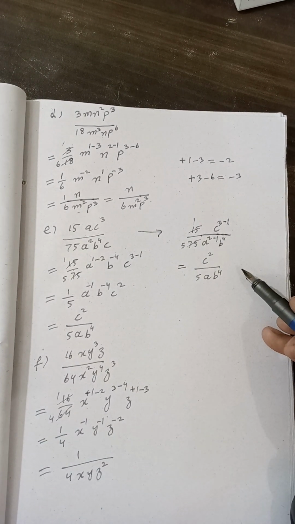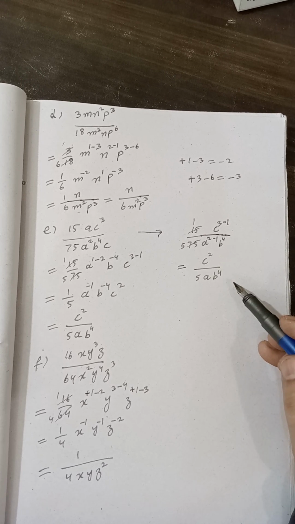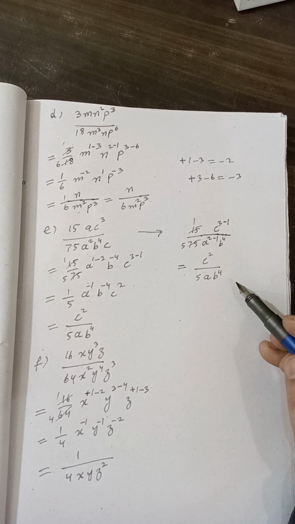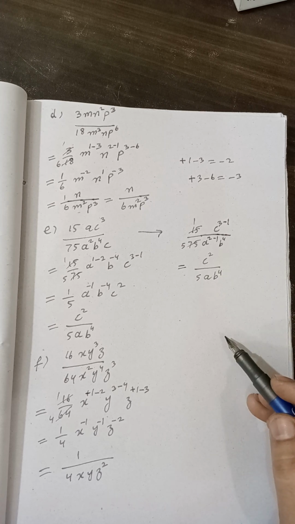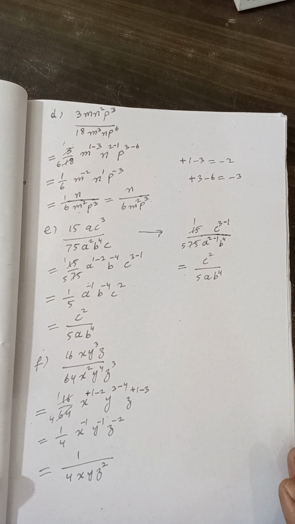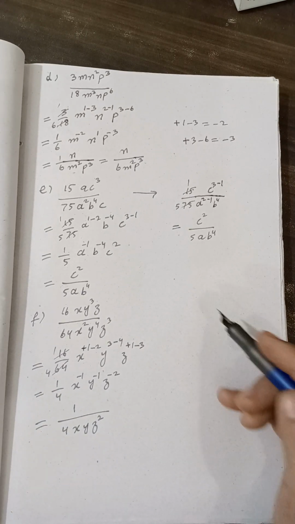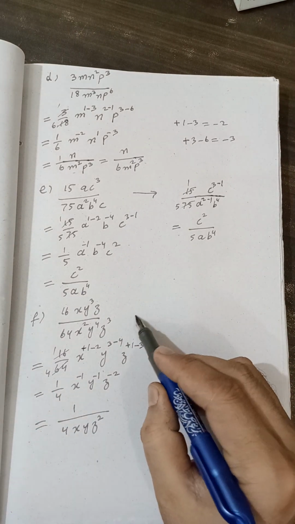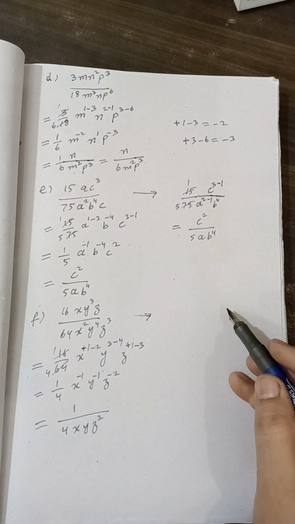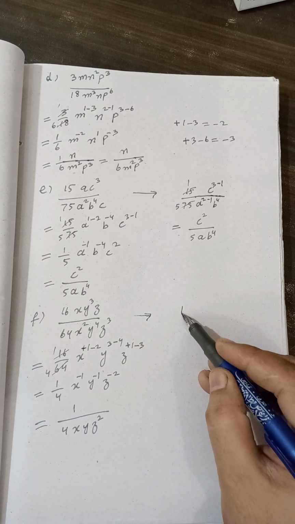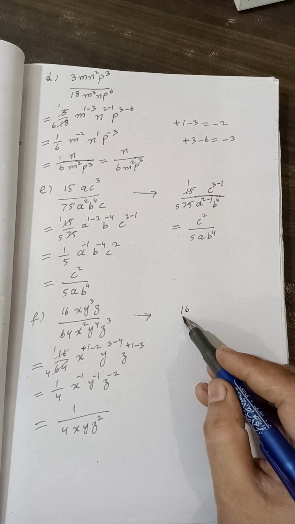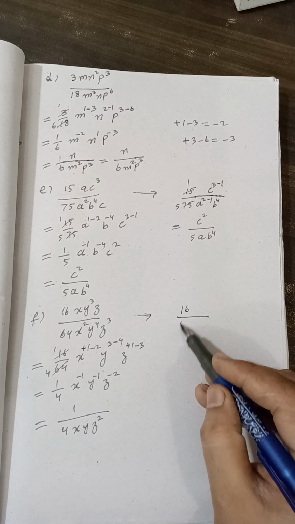So it needs fewer steps, but it needs more thinking. So it is your choice what method you like. Now for part F, you can do the same thing again. See here, 16 over 64.